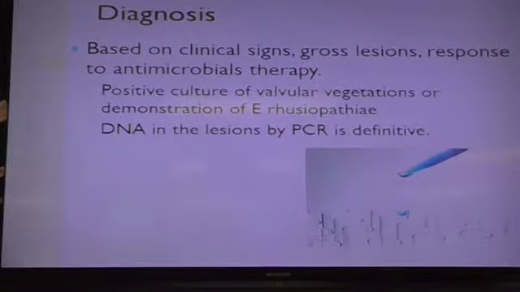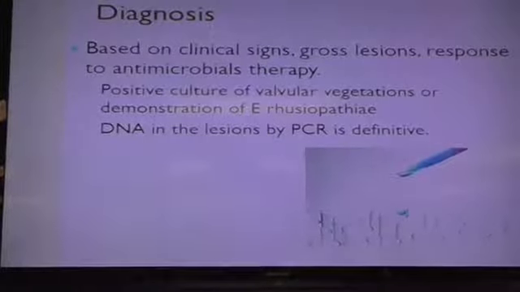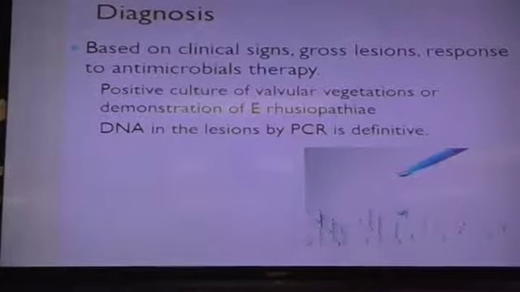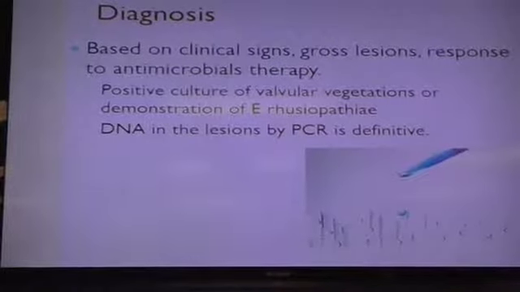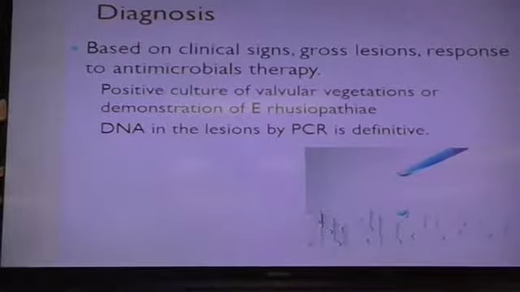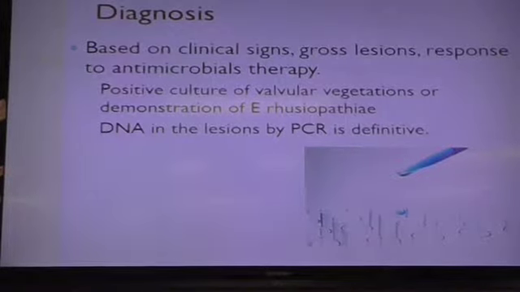So diagnosis is based on clinical signs, the gross lesions, and response to antimicrobial therapy. Also positive culture of valvular vegetation, which can be seen in the chronic form as well as endocarditis. When vasculitis occurs, exudative fibrin can be deposited, and then it forms these little, almost cauliflower-like clusters on the valve. This normally affects the mitral valve in pigs, and it can lead to sudden death. This valvular vegetation can occur without any other clinical signs.